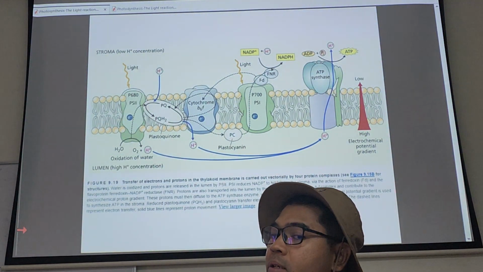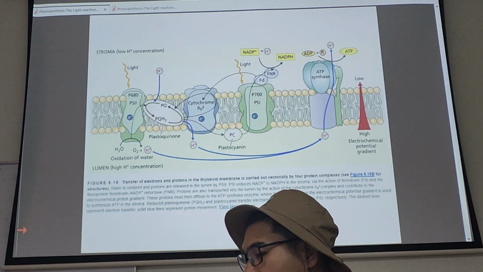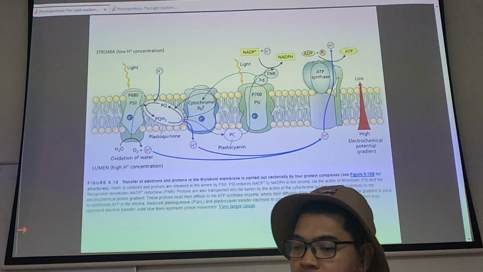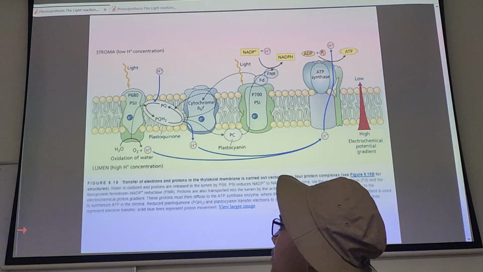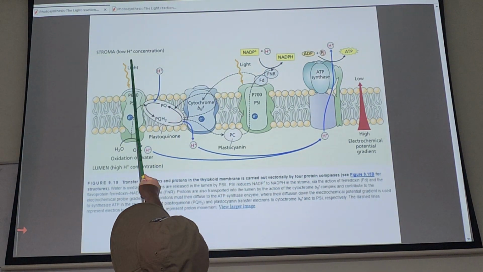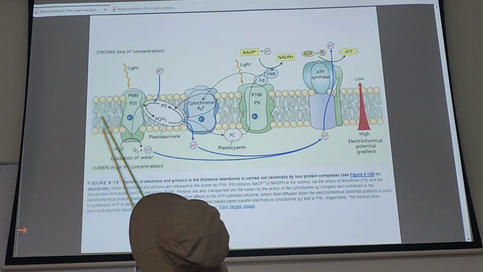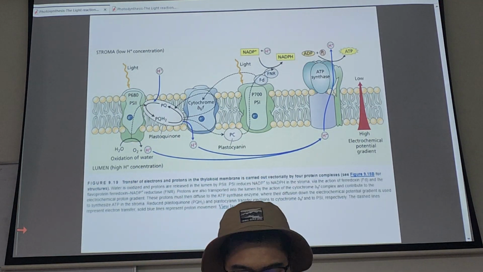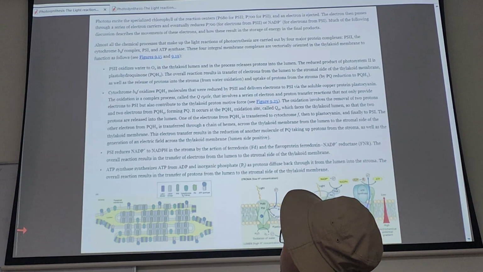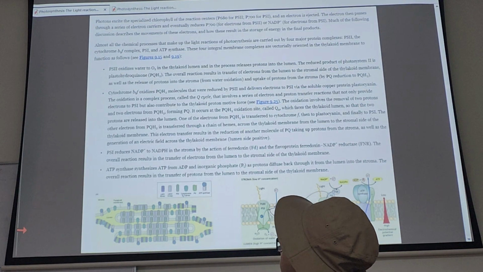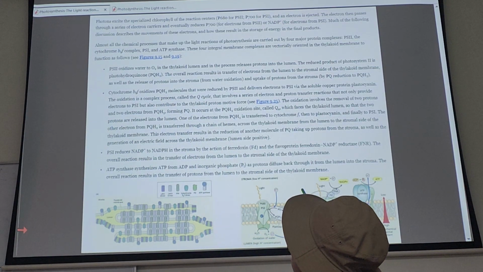Why do they move? Because they have been excited by electrons. They have accepted electrons. Now, they need to wobble from the left, meaning they are facing the stroma side. Now, they face the other side, the luminal side of it. So this, in essence, is the story that I've been talking about earlier, how the electron moves.